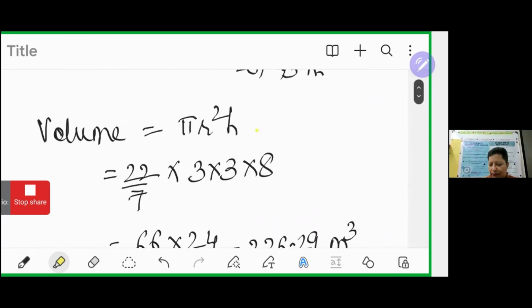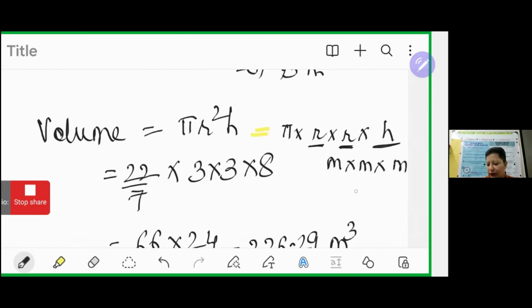Why? If I break this up, this is actually pi. You're multiplying one variable, a second variable, and a third variable. So m from here, second m from here, third m from here. So in all it becomes meter into meter into meter, which is nothing but meter cube. And that is how you get your units to be meter cube. Is that okay? So that was your first question.